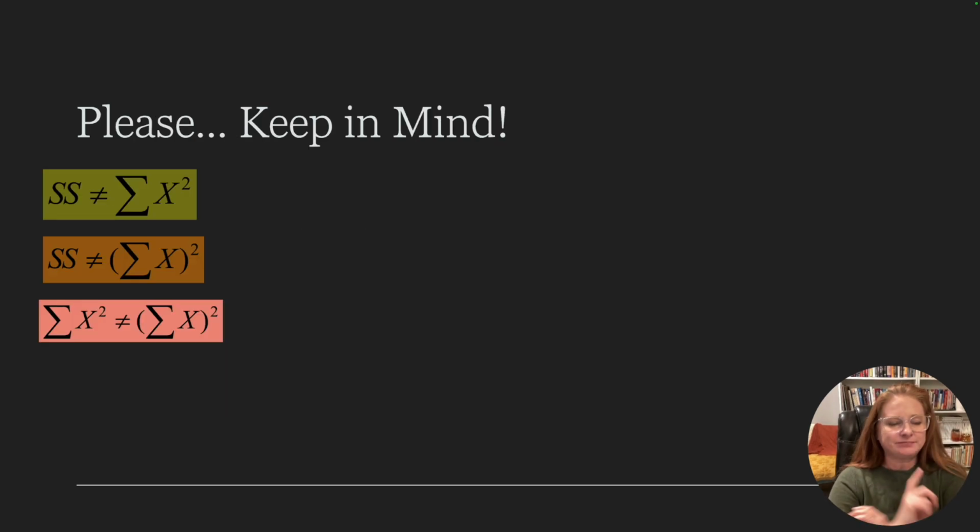Please keep in mind, sum of squares is not just adding up all the scores that you squared. Sum of squares is not just taking all the scores and then squaring your total number that you add. And also, taking all of your scores that you squared does not equal your scores added up squared.